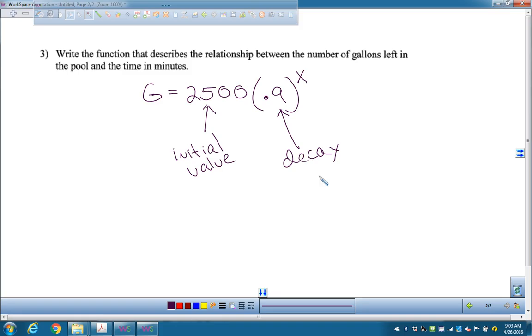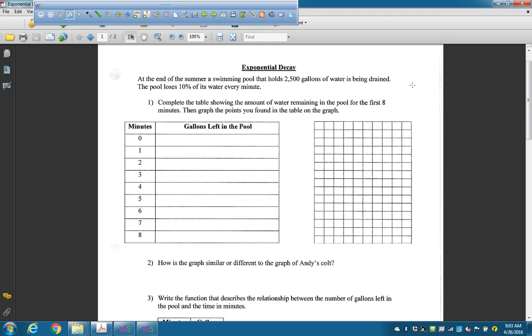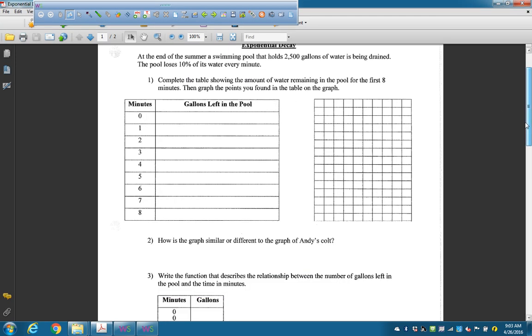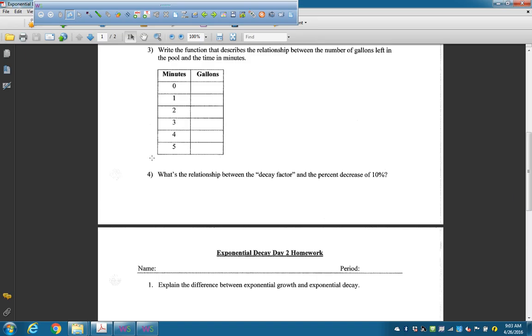Are we done with this? We're not quite done. It says write the function. We did that. Gallons, minutes, you can fill in the table on your own. So the last thing says, what is the relationship? What is the relationship between the decay factor and the percent decrease? Who can tell me that?